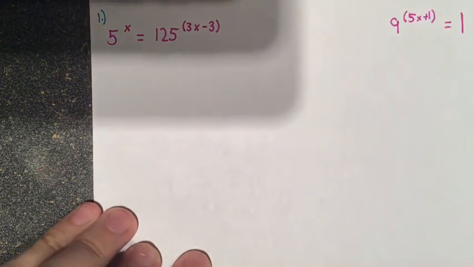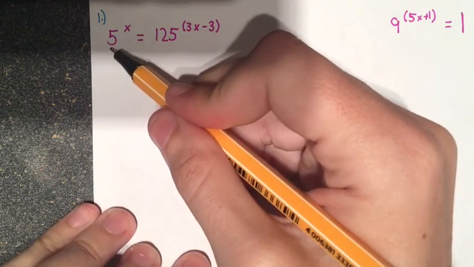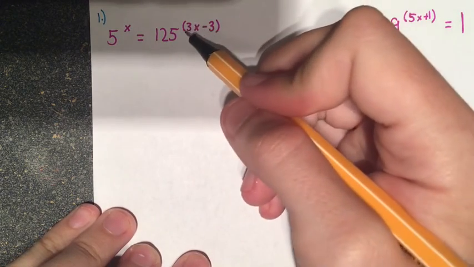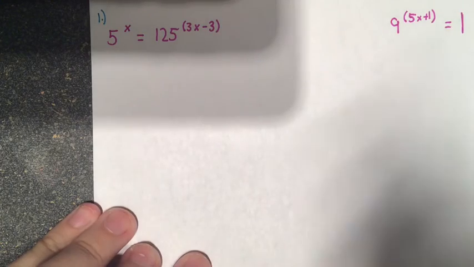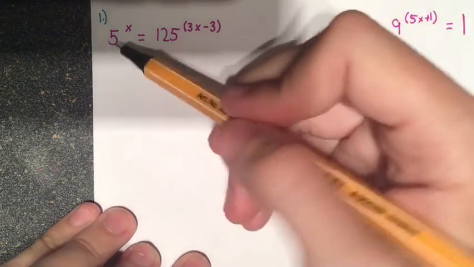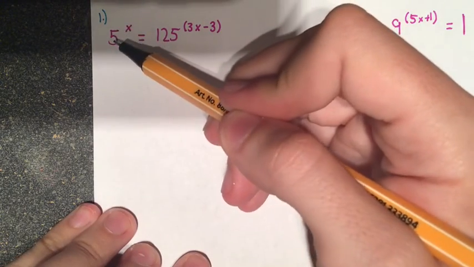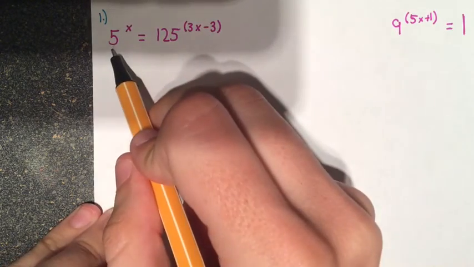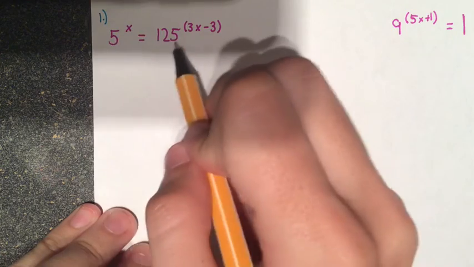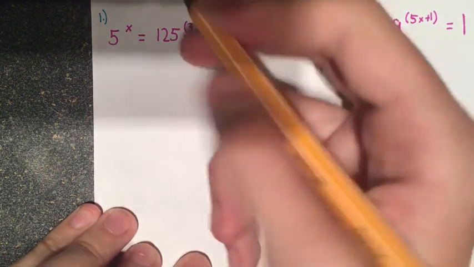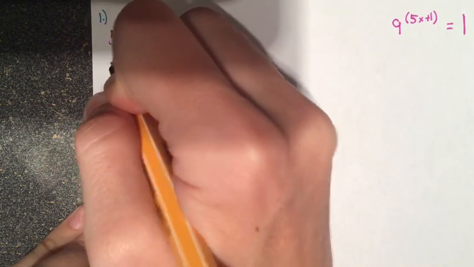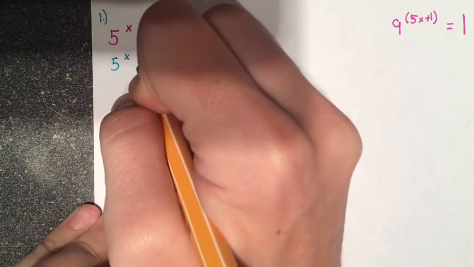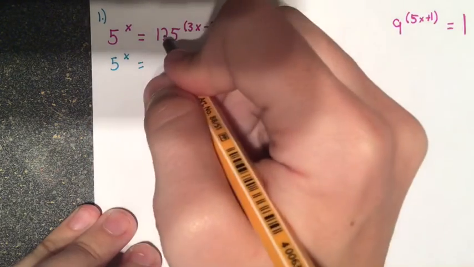So if I'm looking at number 1 here, I have 5 to the x is equal to 125 to the 3x minus 3. If I look at this guy here, I have a nice small number that I know that when I square it or cube it or do something to it, it's going to get me 125. So I'm going to keep this base of 5. So this is going to be equal to 5 to the x power.